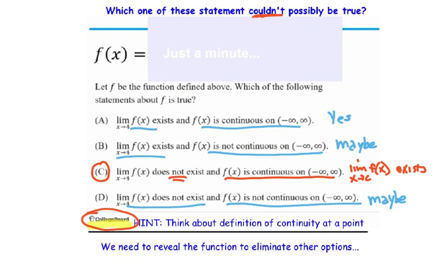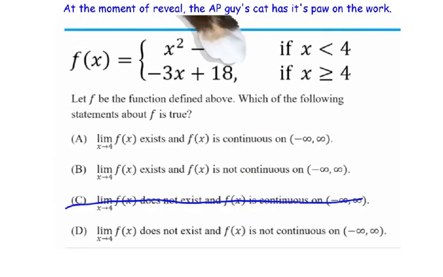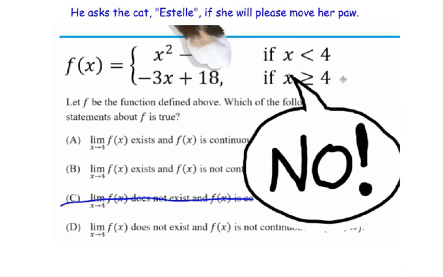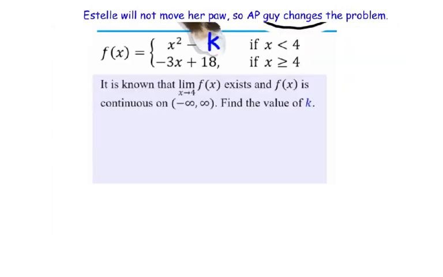So here's where it gets super cute. The AP guy gets ready to reveal the function, and at the moment of the reveal, the AP guy's cat has its paw on the work that we need, so we can't get anything out of it. So he politely asks his cat, Estelle, if she will please move her paw. And then you get this balloon, "no," which is so cat. I've never had a cat, but that's what I hear, so cat. So what does the AP guy do? Since she won't remove her paw, the AP guy changes the problem.